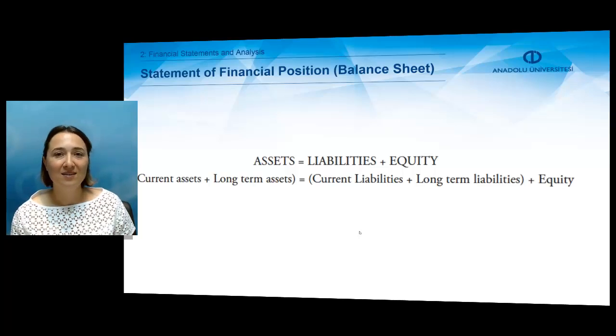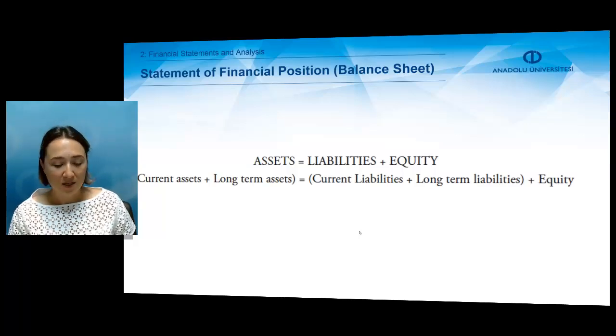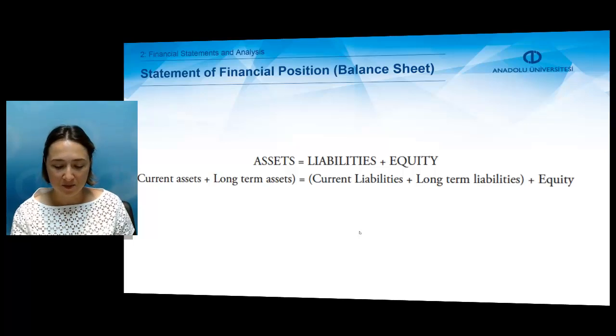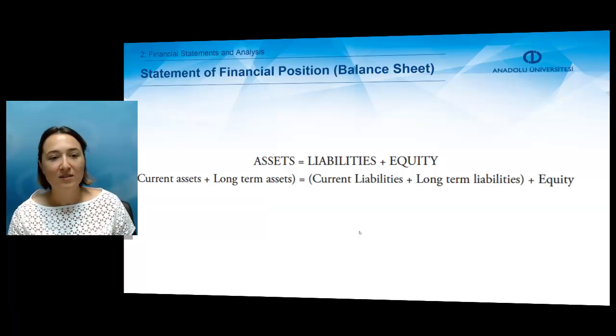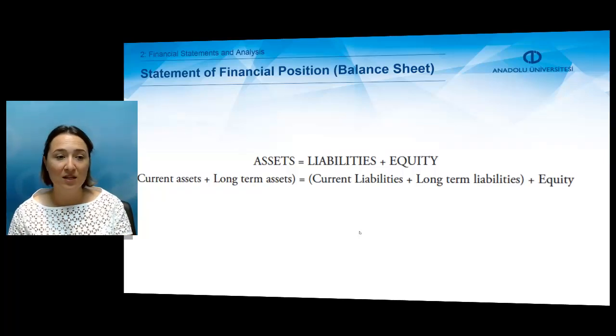We keep it in our minds when we start to study the financial statements in detail. An asset is a resource controlled by an entity as a result of past events and from which future economic benefits are expected to flow to the entity. This is a very helpful definition of an asset.